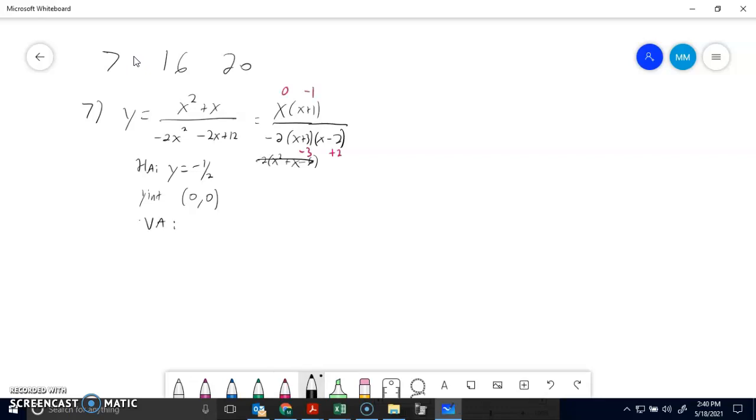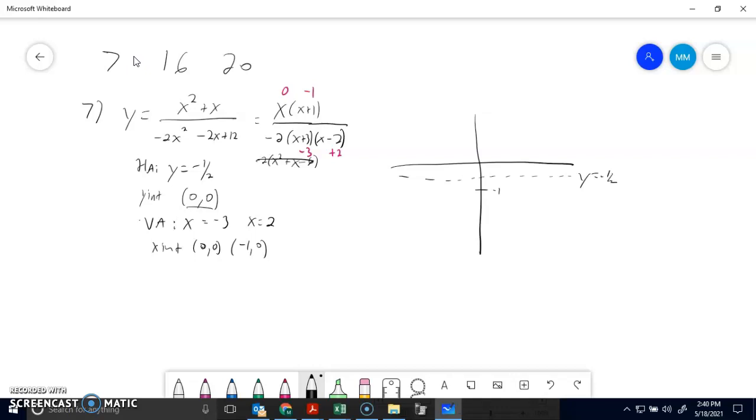My vertical asymptotes come from the zeros in the denominator that are not shared, and that's negative 3 and 2. The x-intercepts come from the numerator: 0, 0, which I already had up here, and negative 1 comma 0. So as I graph this, at y equals negative 1/2 is a horizontal asymptote, at 2 is a vertical, and at negative 3 is a vertical. Then I just need to fill these in. I have a point at 0 comma 0 and at negative 1 comma 0.